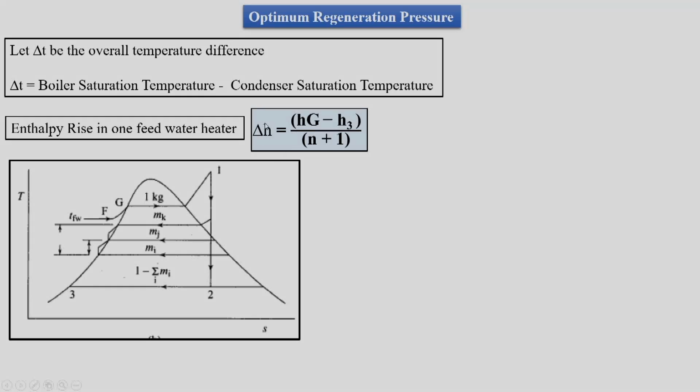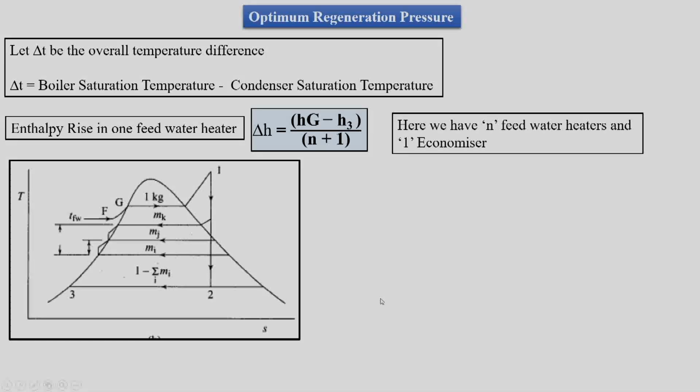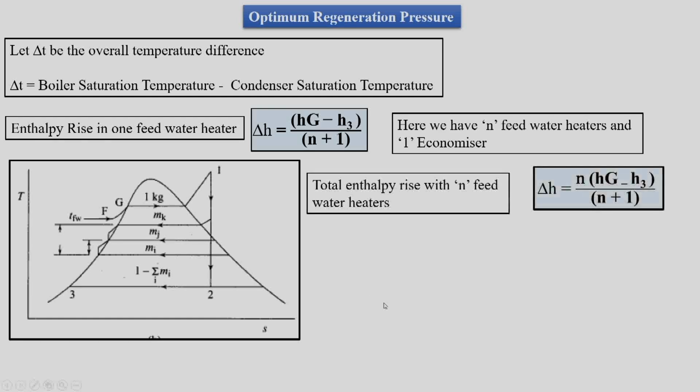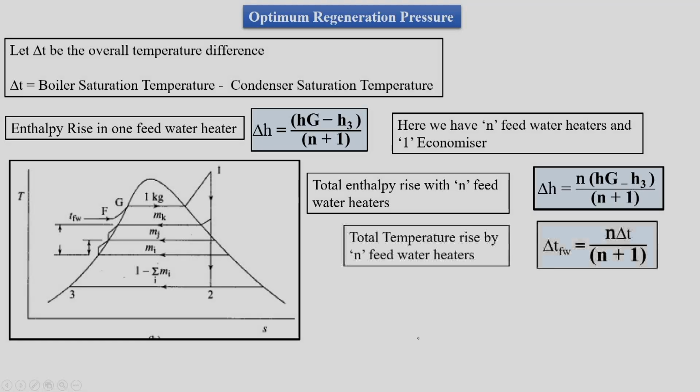So, that enthalpy rise would be actually Hg minus H3 divided by n plus 1. Here n is the number of feed water heaters and 1 is the economizer. So, total rise in enthalpy, if we are having n feed water heaters, then that will be n into the rise in temperature for one feed water heater. So it is n into Hg minus H3 divided by n plus 1. So, total temperature rise by n feed water heaters is n into delta T divided by n plus 1.